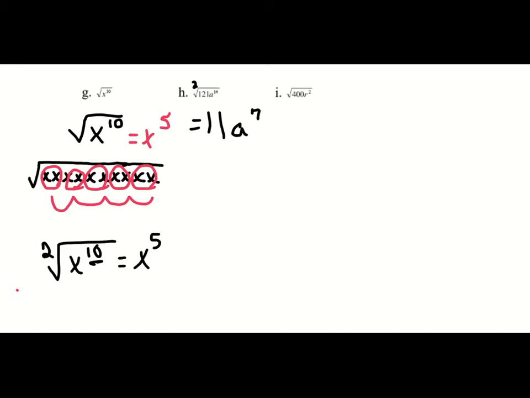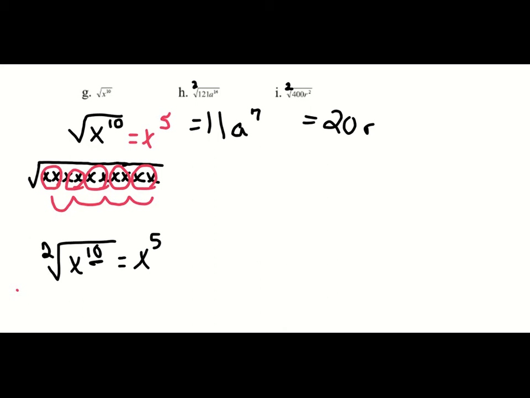And then for I, when we look at that, the square root of 400 is 20. And then if I divide 2 into 2, it goes 1 time. So my answer will be 20R because I can make one group of 2 R's there. All right, so that is it for finding the square roots.